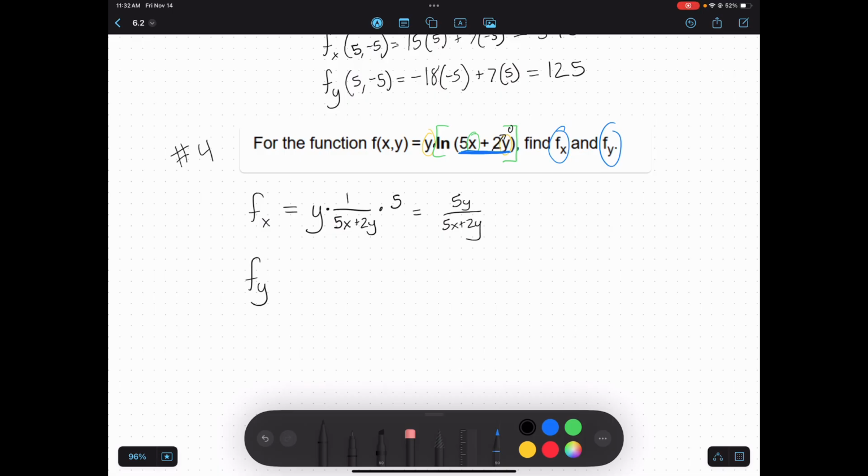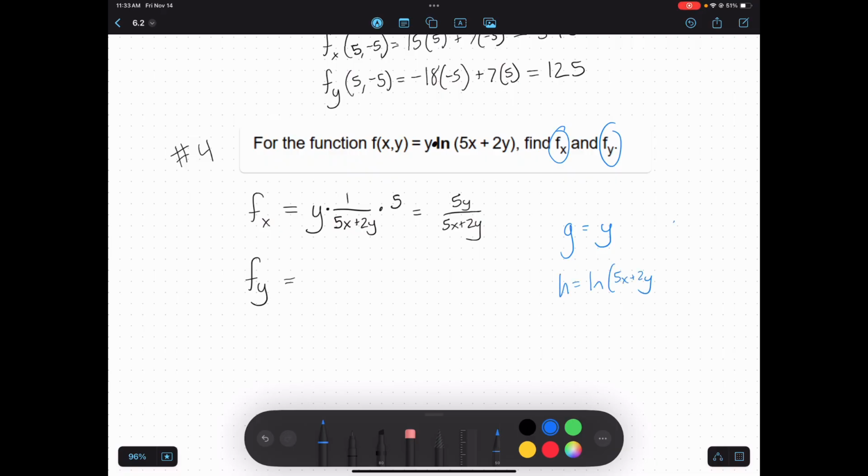Now the partial in terms of y gets a little bit more complicated. Why? Because this is now considered a function. And this natural log piece also contains a y, meaning I need to use product rule. This requires me to use product rule. So let me kind of break it down here. I've got my g function is y. My h function is this natural log of 5x plus 2y.